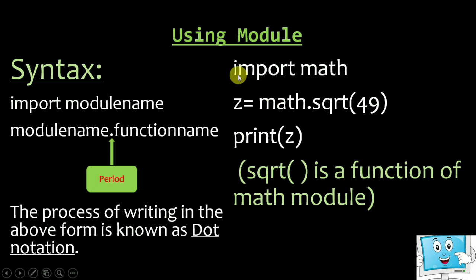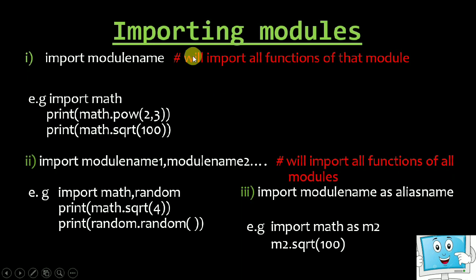Let us see an example. We have written here import is the keyword, module name is math here. Now z equals math dot square root and in the bracket it is 49. So this is the name of the module and square root is the function inside the module math. And this is the value taken by, or you can say the parameter taken by the function square root. Then we give the print statement print z. So here you can see that square root is the function of the module math, or you can say object of the module math.